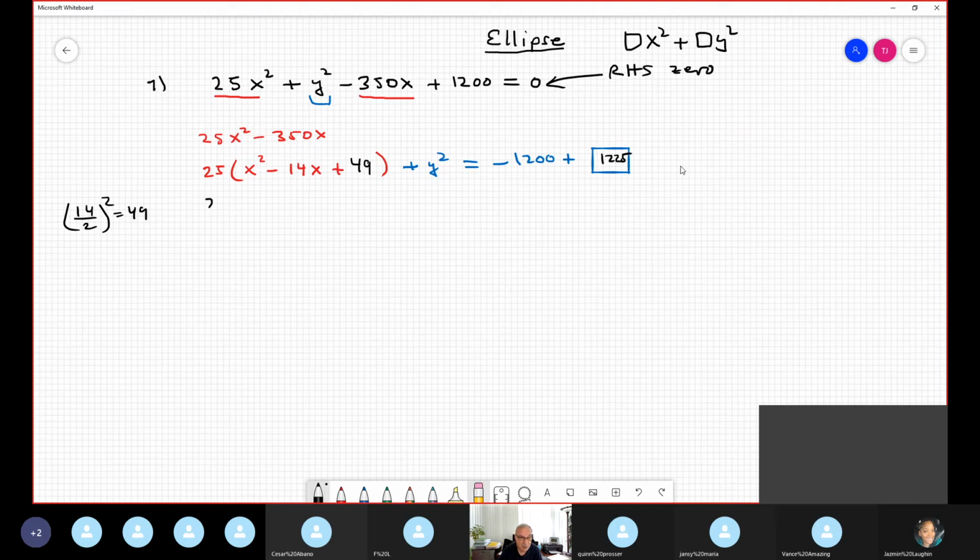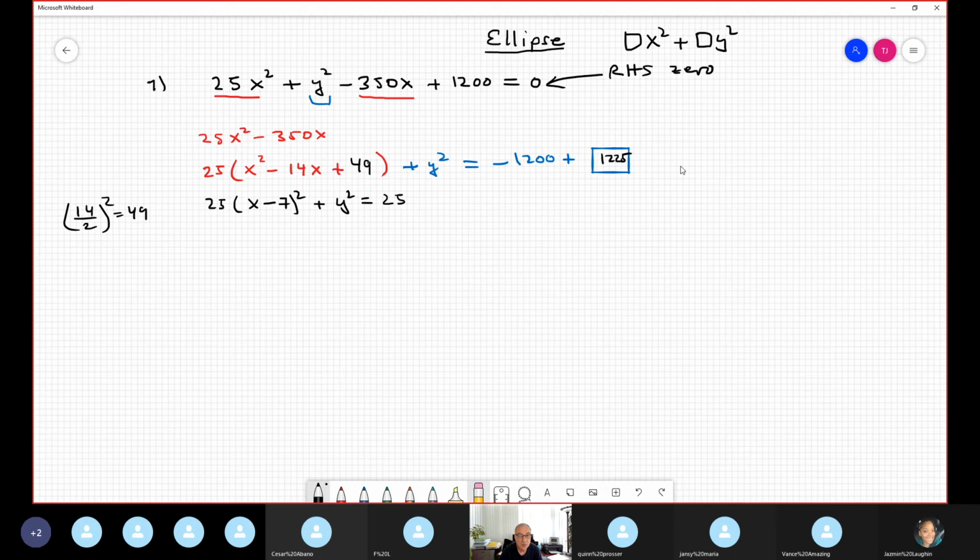Entonces now I know, okay, this is a perfect square trinomial: x minus 7 squared plus y squared. On the right-hand side, the subtraction is 25. We almost have the standard form of the conic section, or ellipse in this case. The right-hand side should be 1. I know that.